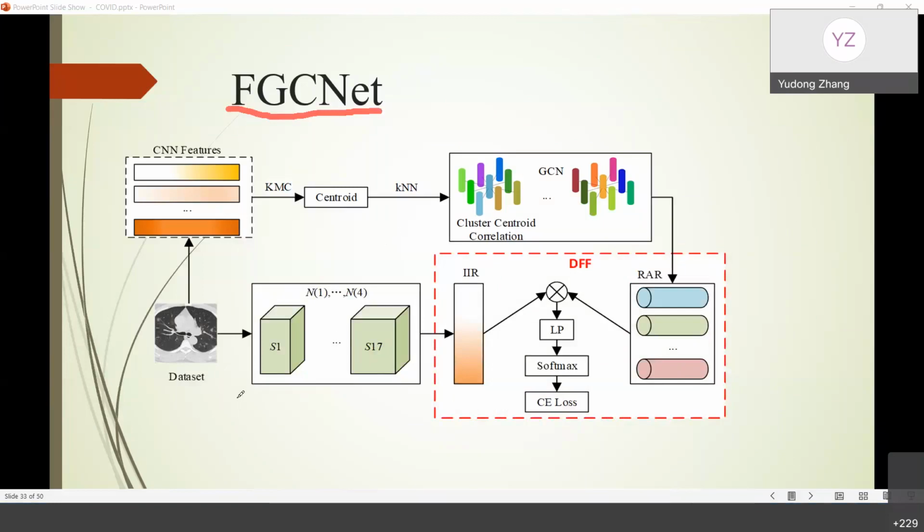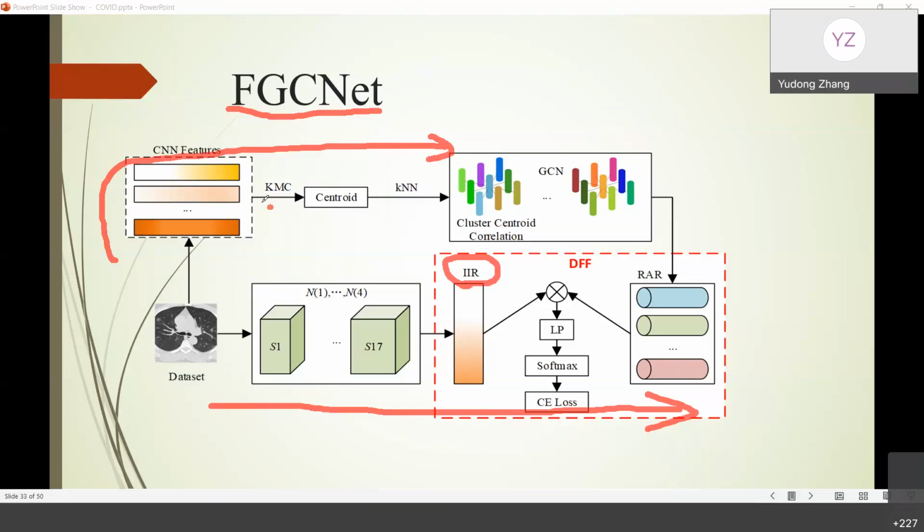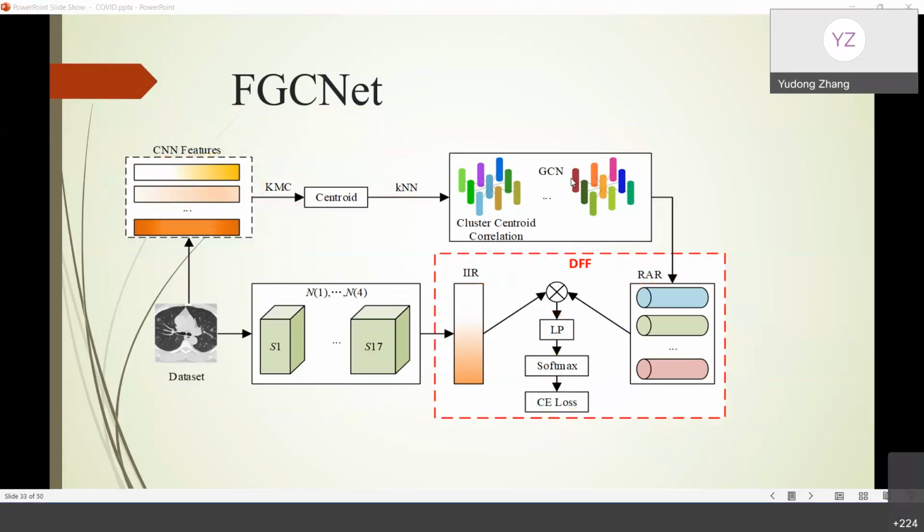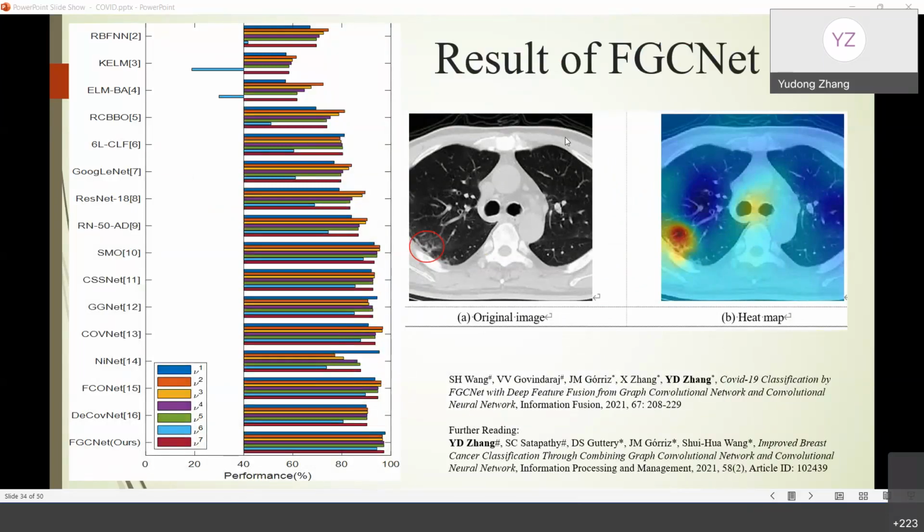So what we do now is that we have a data set. You can first see the bottom part. We use our deep learning models to get the image individual level representation, and on the top pipeline, we use k-means clustering to get the centroid, and we use k-nearest neighbors to build this graph, and we get what we call the relation-aware representation. We fuse the two relations, and we send the features into a linear projection, followed by a softmax and a cross entropy loss. So what we got here is the FGCNet. The result was published in Information Theory, and we find that the result is better than more than 16 state of the art results.